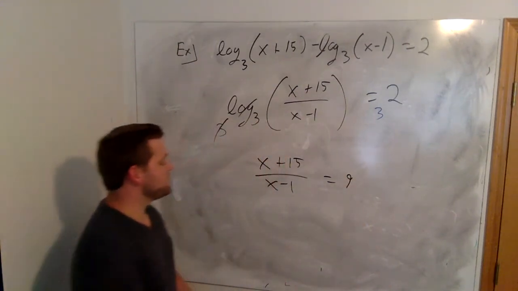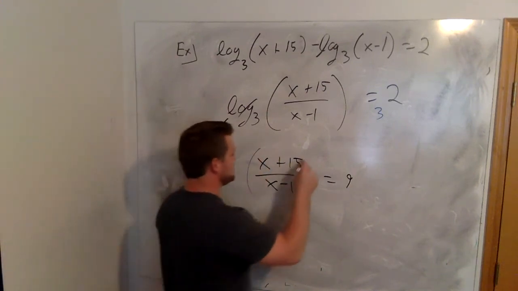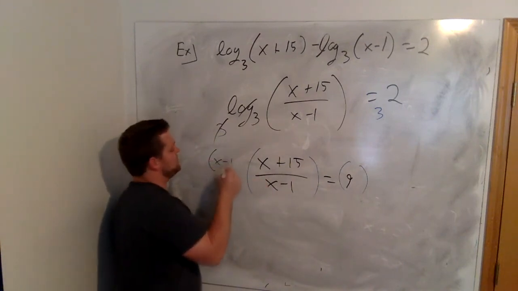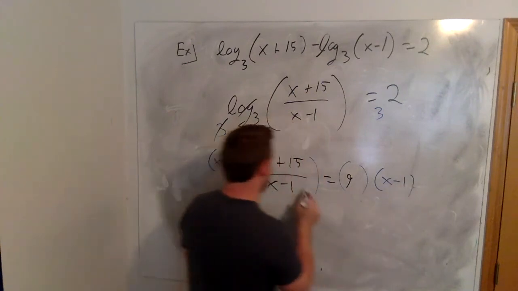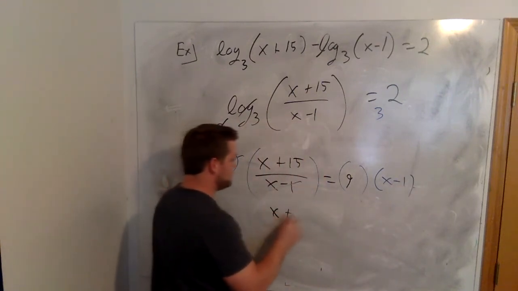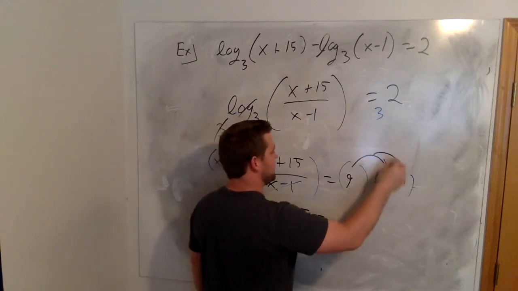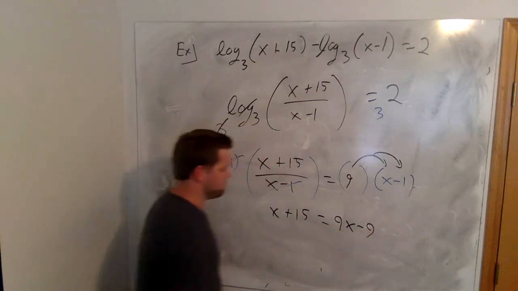Okay, now I got to solve this equation. It's an equation that involves fractions. What are we going to do? We're going to clear the fractions. Anytime you see an equation that has fractions, clear them. So we have that x plus 15 will be equal to, let's go ahead and distribute this 9 in. So I'll get a 9x minus 9.